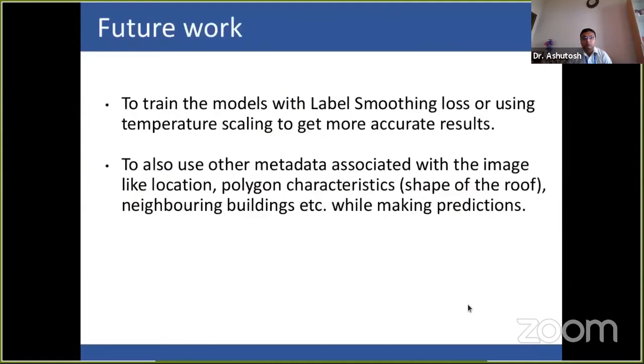So as future work, we would like to experiment with various types of losses like label smoothing loss, and we'll also try to experiment with temperature scaling to get more accurate probability values. Also, we would like to use the metadata associated with the image, like its location, the polygon characteristics of the rooftops, and the images of the neighboring buildings. And we hypothesize that information like this can be combined with the features extracted from the CNNs to make a better prediction of the construction material of the rooftop images.